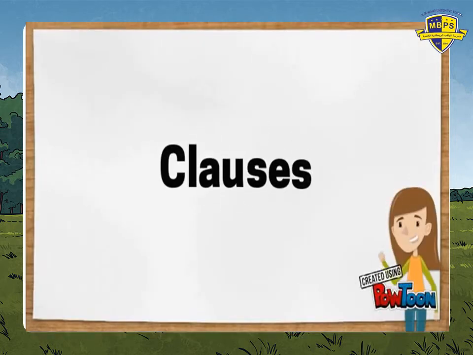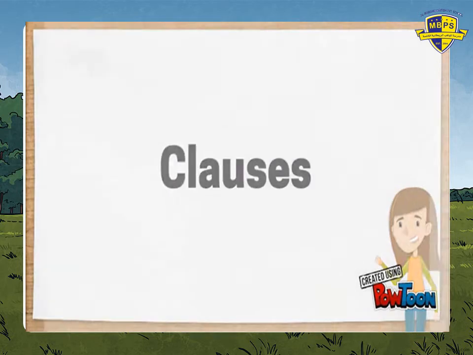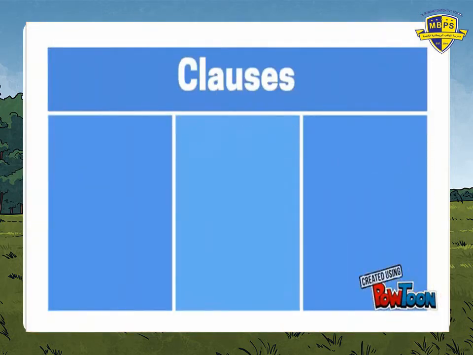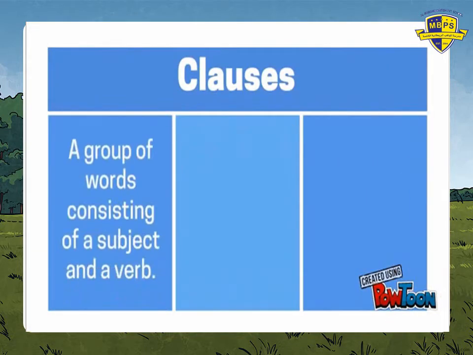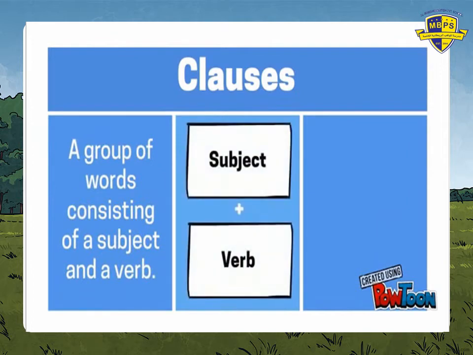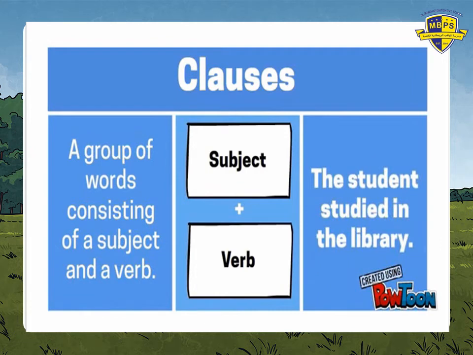Hi, in this quick video I will define a clause and explain the differences between an independent and a dependent clause using several examples. A clause is a group of related words that consist of both a subject and a verb. The following sentence is a clause. The student studied in the library. You can see that the sentence contains a subject, in this case the student, and a verb, studied.